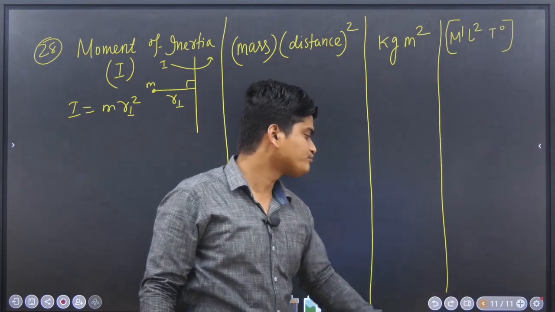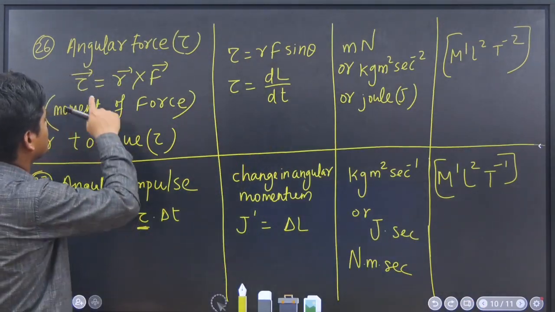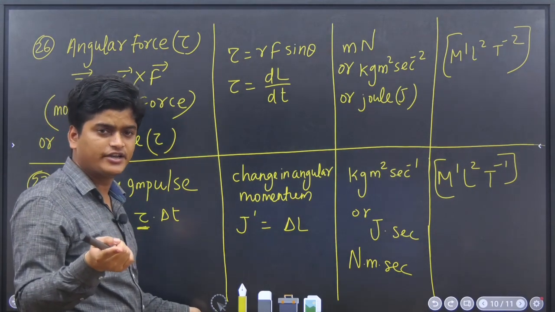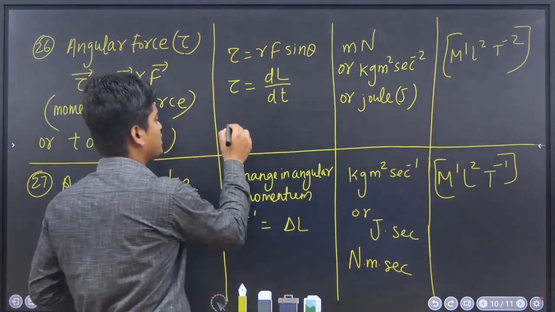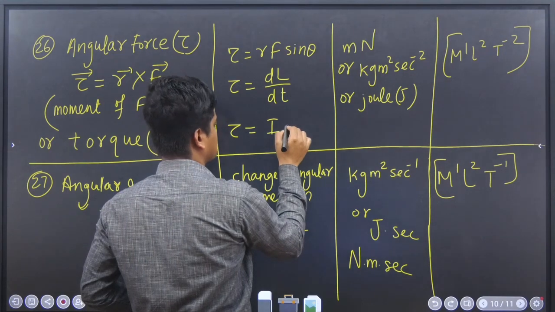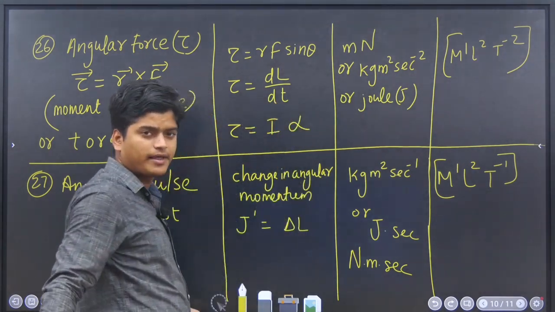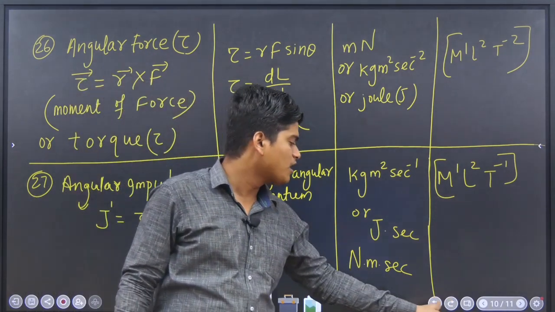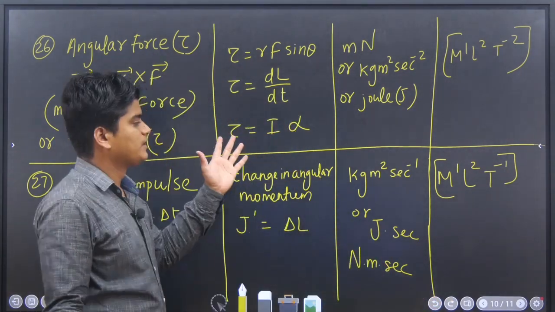So what is this force you are writing? Angular force. Basically, force equal to mass times acceleration in linear mechanics, but in rotational mechanics you can write it as I times alpha. Alpha is the angular acceleration, and I is the moment of inertia. So you can write I times alpha. Now we will go to the next.